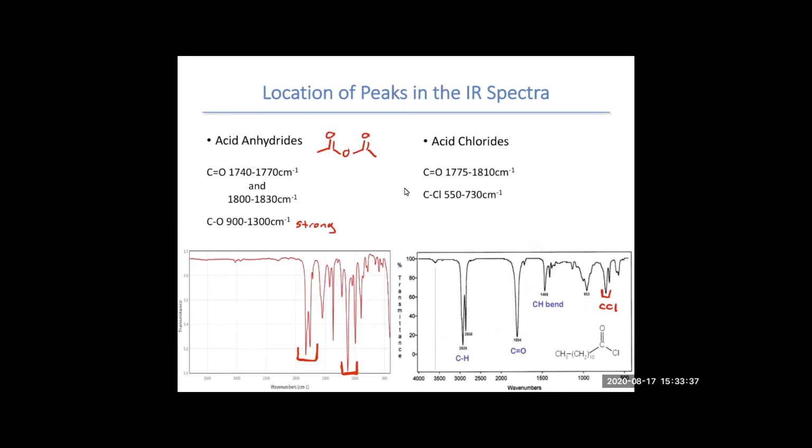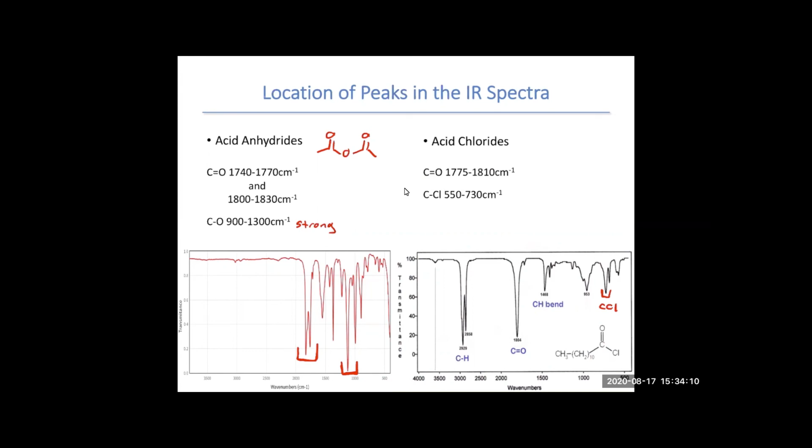When you're trying to determine what kind of carbonyl you have, look for these distinguishing peaks that we've covered so far. Look for the CO single bond, look for the CHs for the aldehyde, look for that OH for a carboxylic acid, look for these two carbonyls for an acid anhydride, or look for the very high carbonyl peak for an acid chloride. If you don't see any of these distinguishing peaks, then you can start to assume you have a ketone.